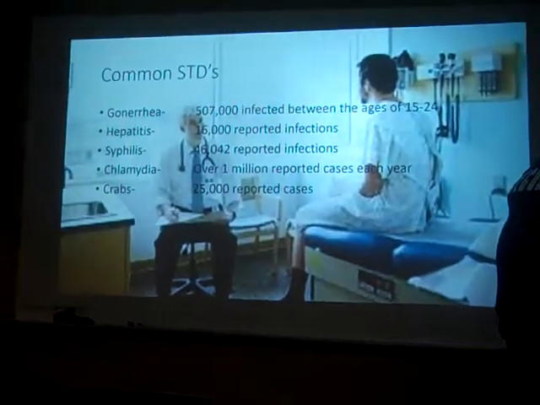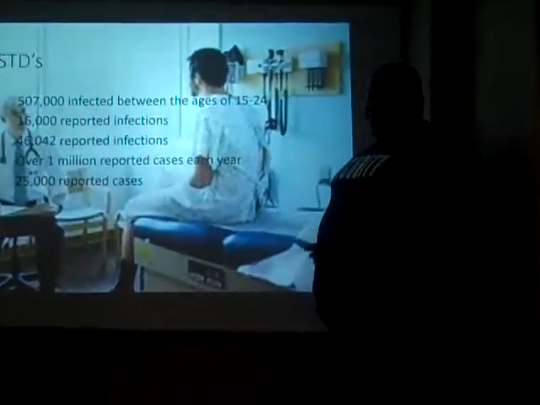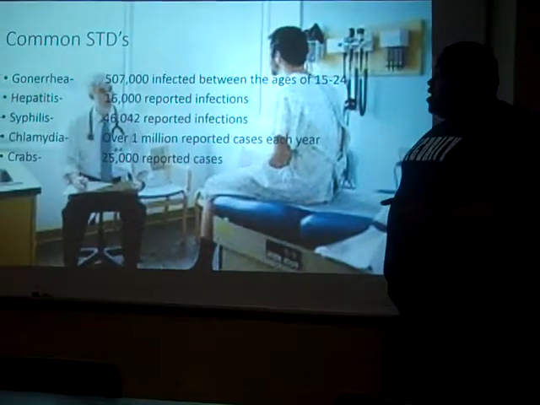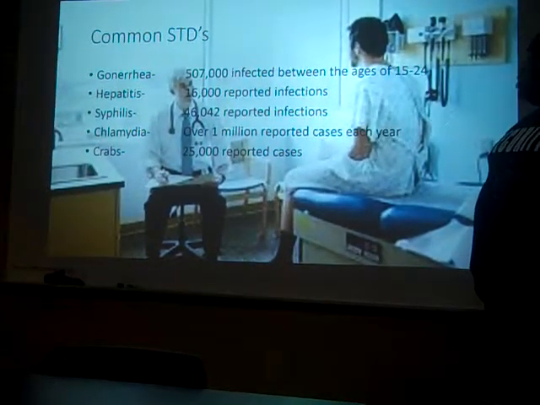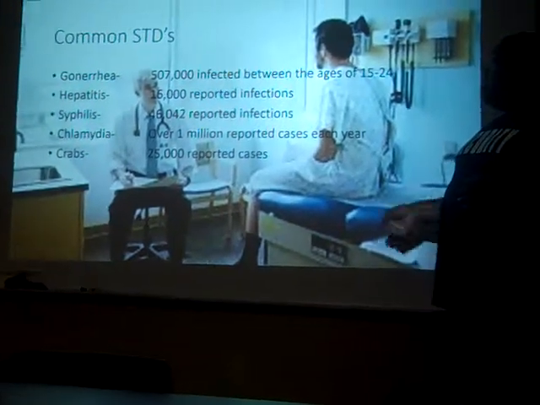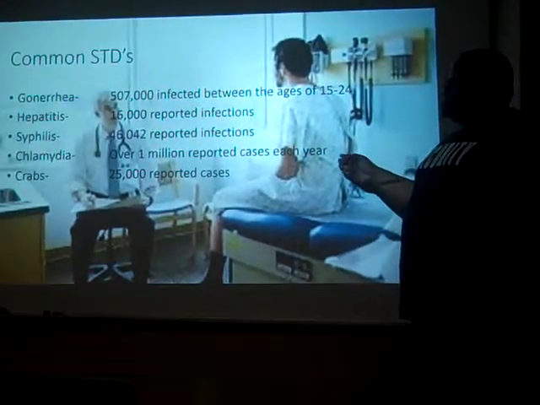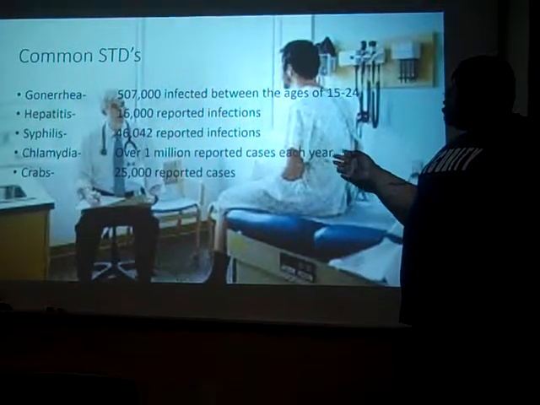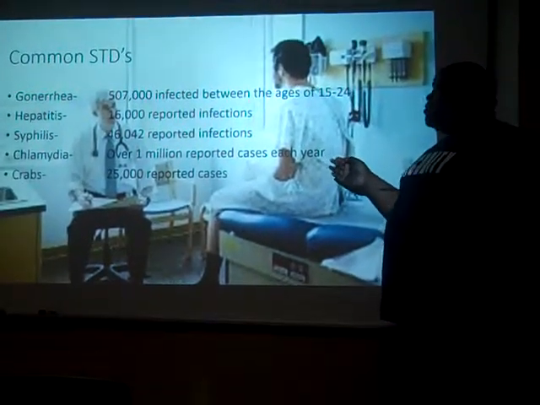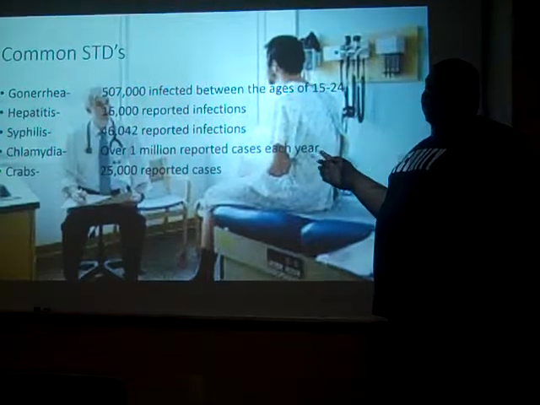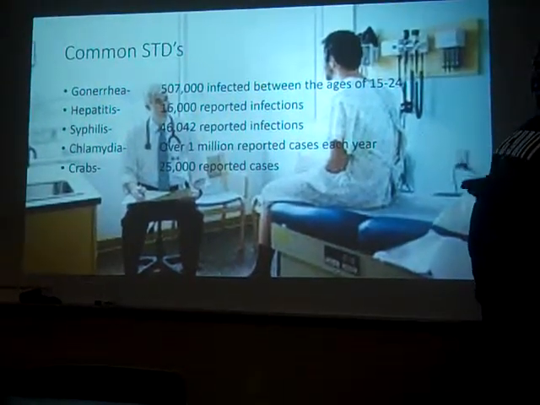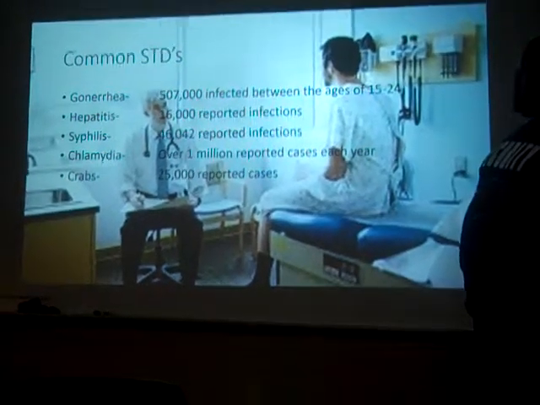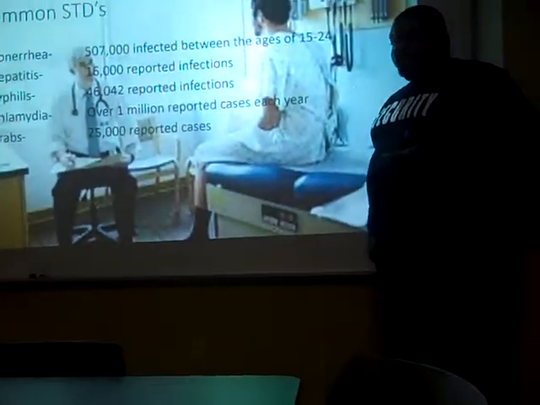Syphilis. There are 46,042 reported infections in the past year of syphilis. Chlamydia, over 1 million reported cases come in for chlamydia each year. So this will pretty much make chlamydia the most common STD that you run into on a daily occurrence, because over 1 million people reported these cases each year. And lastly, crabs, or lice as they're commonly called, have 25,000 reported cases.